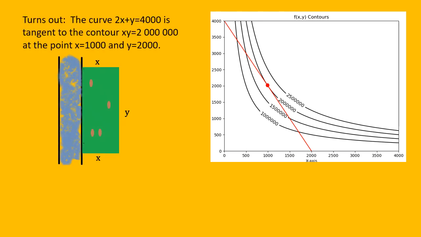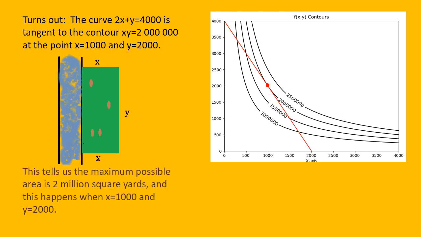It turns out that the curve 2x plus y equals 4,000 is tangent to the contour x times y equals 2 million at the point x equals 1,000 and y equals 2,000. Let's recall that x and y were the dimensions of this rectangular field the farmer is enclosing with 4,000 yards of fence. So that tells us from the diagram on the right that the maximum possible area seems to be 2 million square yards.